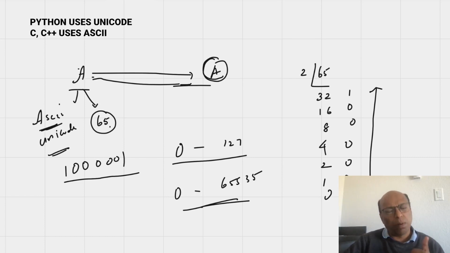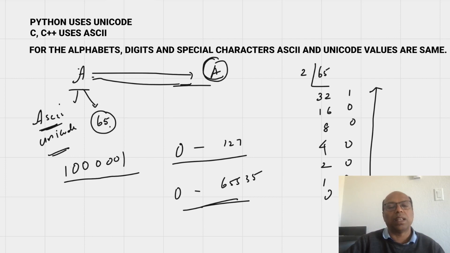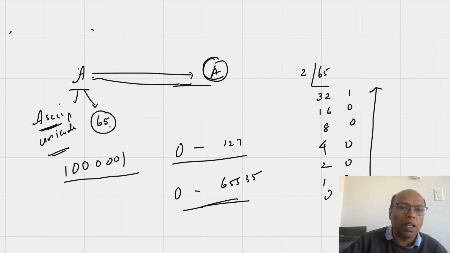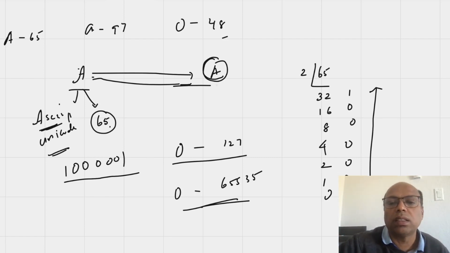But remember, for alphabets, digits and special characters, the ASCII value and Unicode value are the same. The ASCII value of capital A is 65, and in Unicode it is also 65. The ASCII value of small a is 97, and Unicode is also 97. When you press 0, it sends 48, whether it's ASCII or Unicode. Every character on your keyboard has an ASCII value. Remember that.